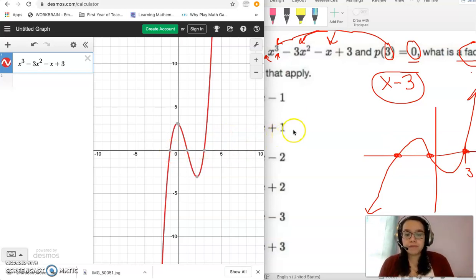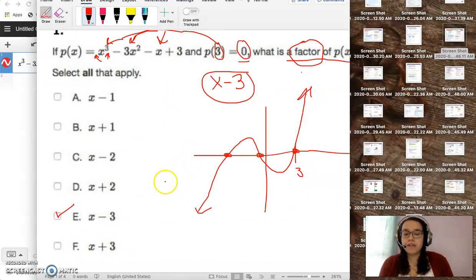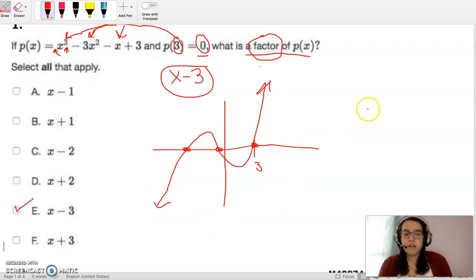So if you remember that for factor form, we have x equals 3, which is the one we already did. We have x equals 3.